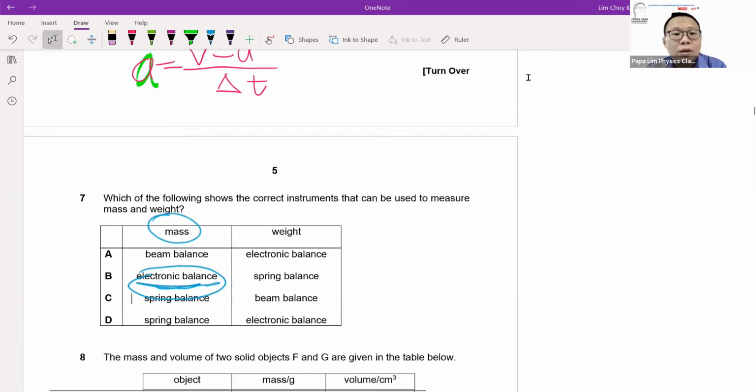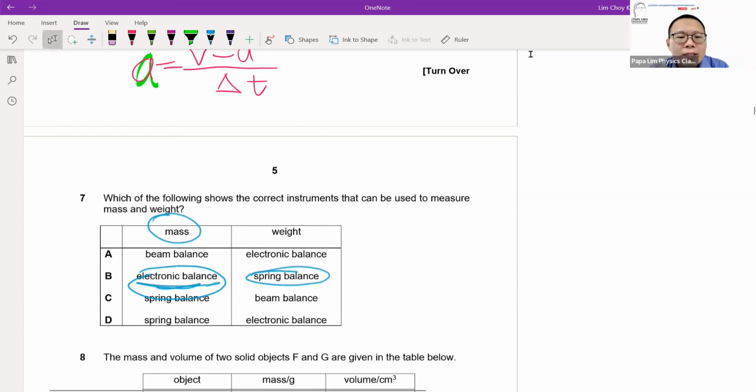Okay, then the weight of the object. Straight away you will know the weight of the object is always measured with what we call a spring balance. The spring balance is to measure the weight of the object. It is something like a rectangular box. After you attach the object below, the spring extends and shows the reading on the panel on the balance itself. That is what we call measuring the weight of the object.